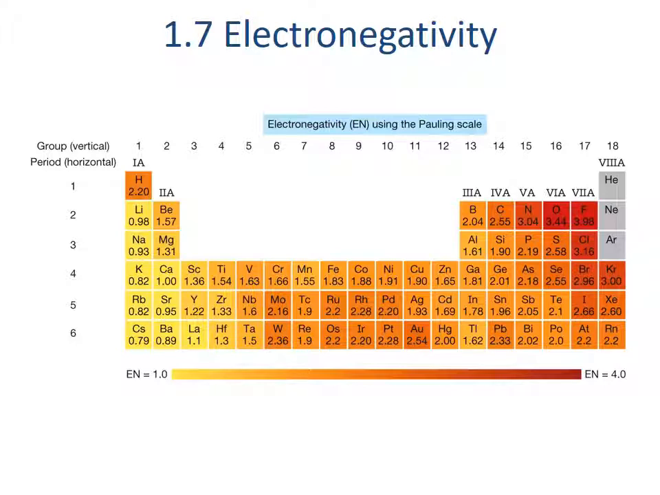Notice that in any group, larger atoms are less electronegative, and in any period, the atoms farthest to the right are the most electronegative. So in a column, the electronegativity goes down as you move from top to bottom, and in a row, it goes up as you move from left to right.